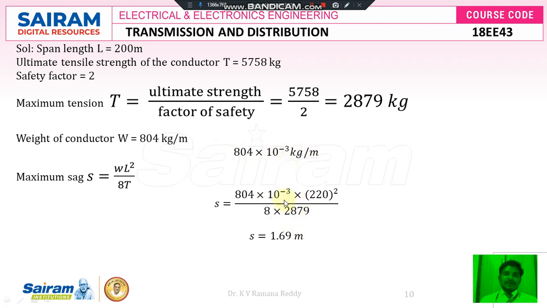So now I am going to substitute all the data in the above formula, that is W L square by 8T. So here W means 804 into 10 to the power minus 3, into capital L means 220 whole square, divided by 8 into 2879. The overall sag is 1.69 meters.